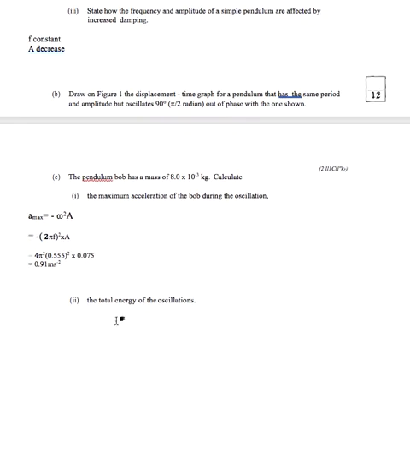Then the total energy of the oscillation. Well, the energy, you may recall, the maximum energy in either case is a half m omega squared a squared. If you don't remember that, then hopefully you'll remember that the maximum velocity is A omega. I should have V max in there.